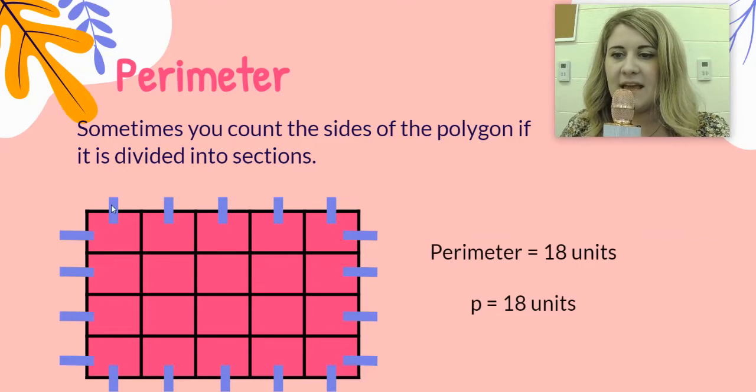Another way to do it would be to count 1, 2, 3, 4, 5. Write 5 up at the top. Know that if this is the same length as this down here, that this one's also going to be 5 at the bottom. Then to do the side, this one's 4. This side's also 4. So 5 plus 4 plus 5 plus 4 is 18 as well.